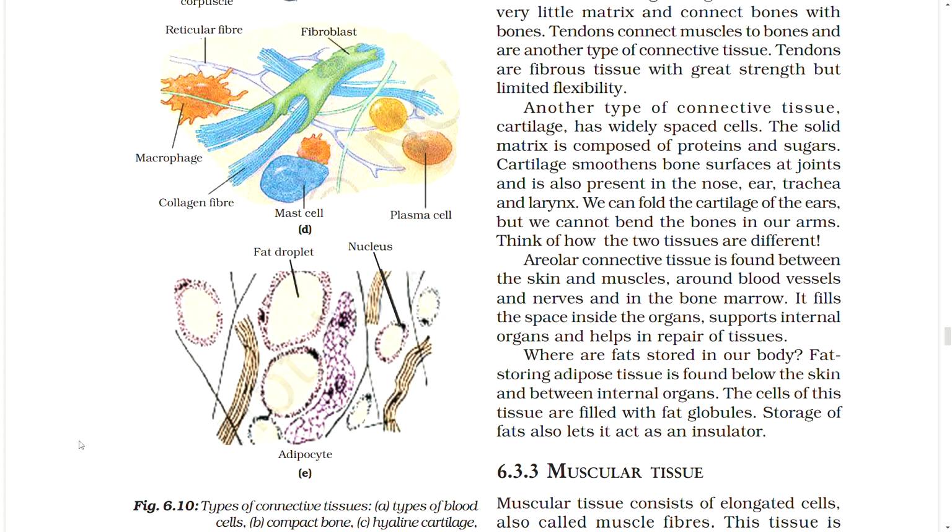Areolar connective tissue is found between the skin and muscles, around blood vessels and nerves, and in the bone marrow. It fills the space inside the organ, supports internal organs, and helps in repair of tissues. Where are fats stored in our body? Fat-storing adipose tissue is found below the skin and between internal organs. The cells of the tissue are filled with fat globules. The storage of fats also lets it act as an insulator.